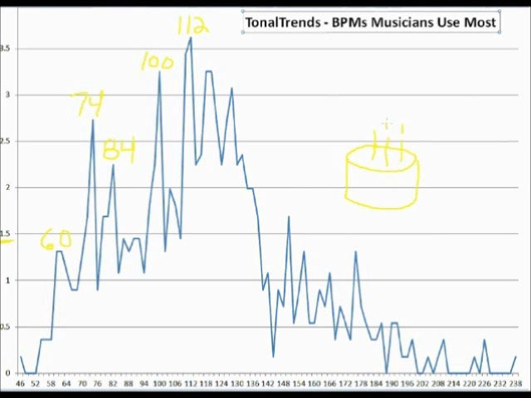Okay, moving on. 118 and 120 are kicking some butt. Then the last of the super much used tempos up here on the mountain range is 128 BPMs. And then it just plummets. Down into this weird gap around 144 BPMs. Not sure what that's all about.